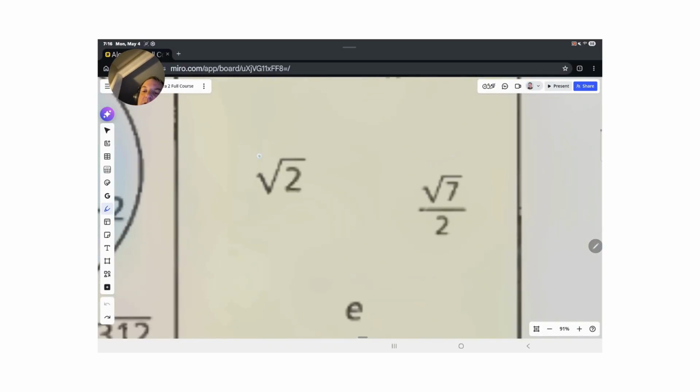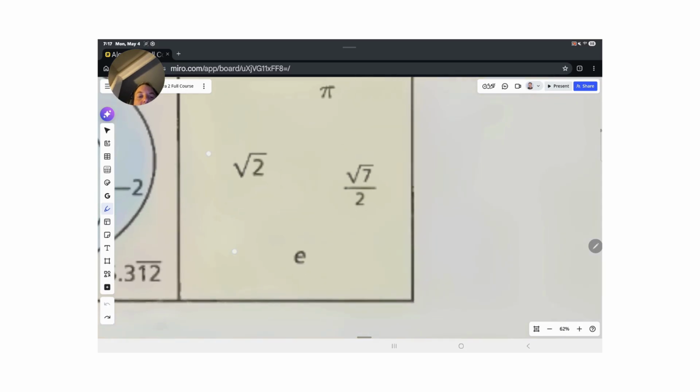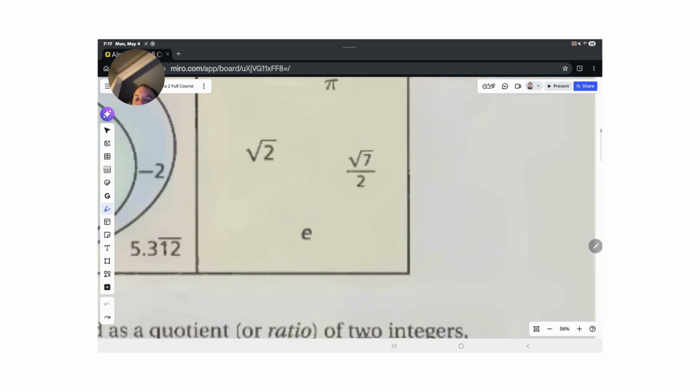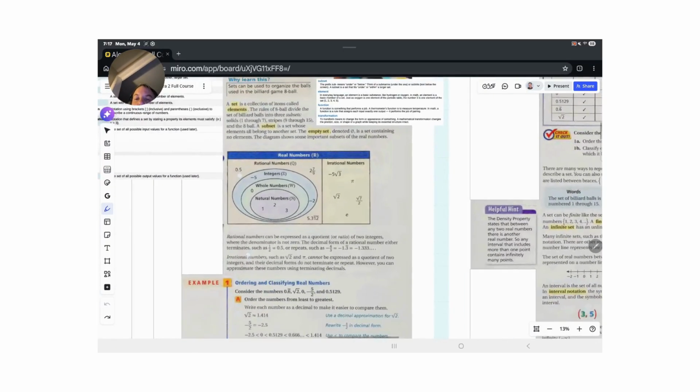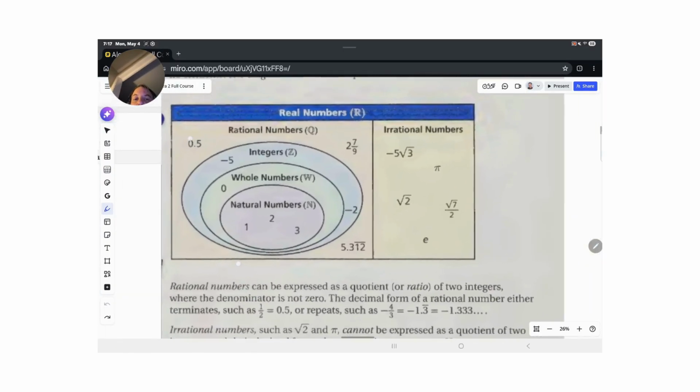Now, I say that because there's an understood 2 here that we don't write down. But if there was a third root, it would be different, a fourth root. This would be an exponential decrease, right? Understood 2, so we say the square root of 2, square root of 7 divided by 2, e. We have our irrational numbers.